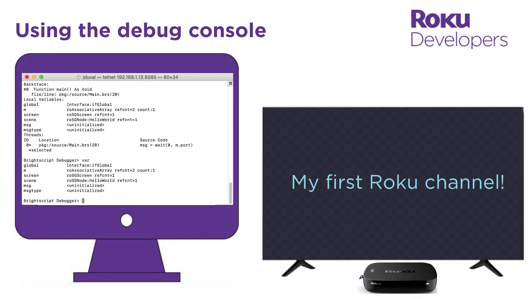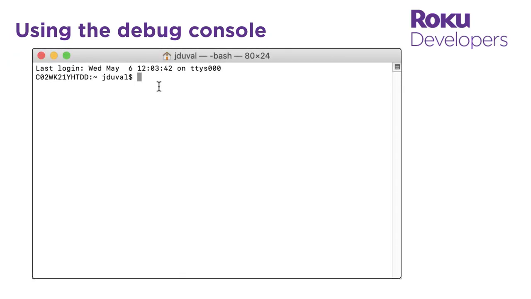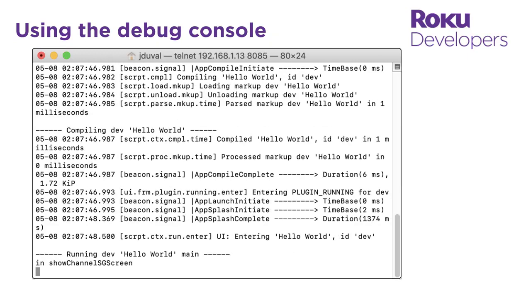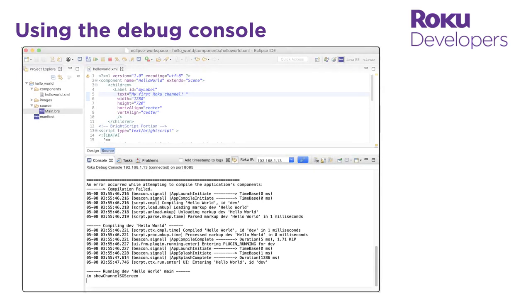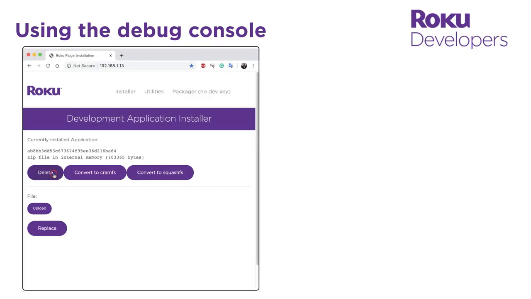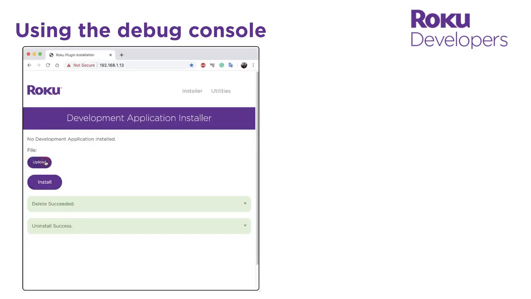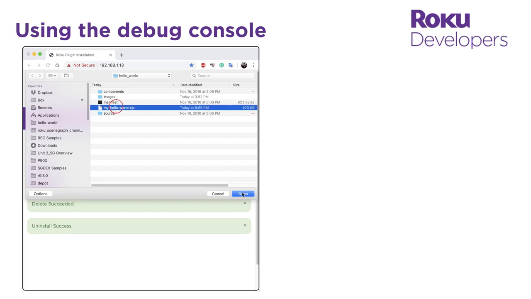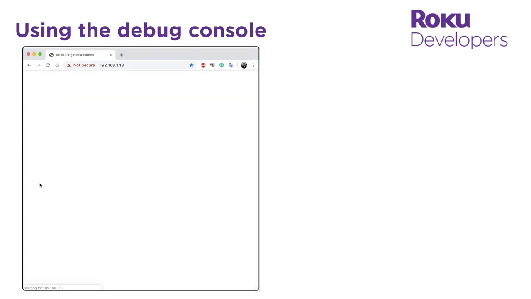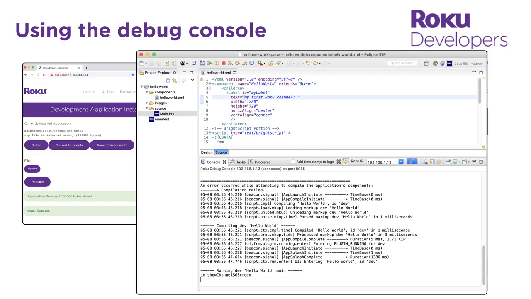Let's use the debug console while running our updated Hello World sample channel. Open a terminal or console application on your computer, enter Telnet, the IP address of your Roku device, and then port 8085. This is the port number for the BrightScript console on the Roku device. You can also access the debug console from the Roku plugin in the Eclipse IDE. Go back to the development application installer, click Delete, Upload, then select your My Hello World zip file, and then click Install. In the debug console, view the output from the sample channel.